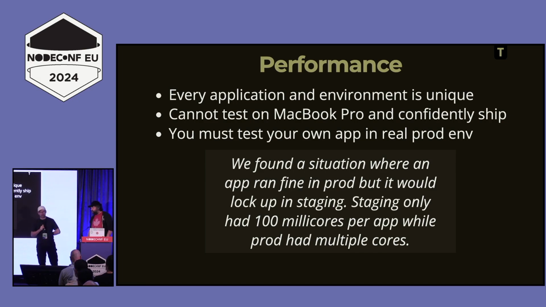So we were working with a customer at one point, and we found that they had an application that would run completely fine in production. However, it would lock up in staging. And so after much research, it was discovered that in staging, they had only allocated 100 millicores, or 10% of a CPU for their application. However, in production, they had multiple cores allocated. And so for that reason, the two environments behaved quite differently. That goes back to our lies from the beginning, right? Considering how many cores you need. That's right.